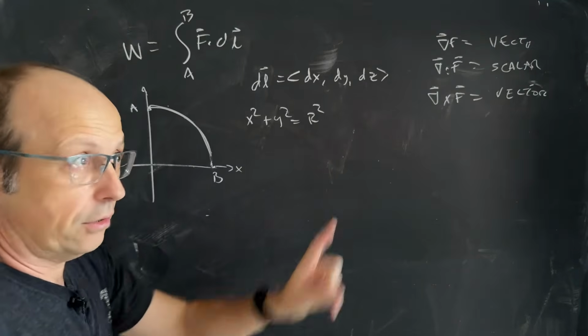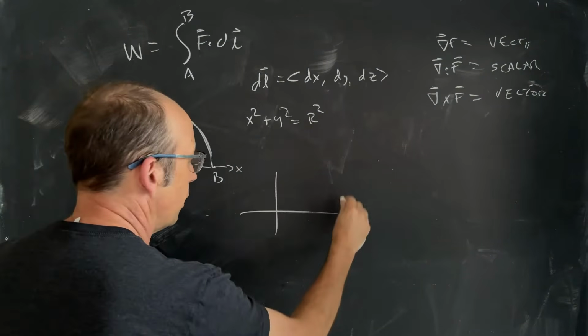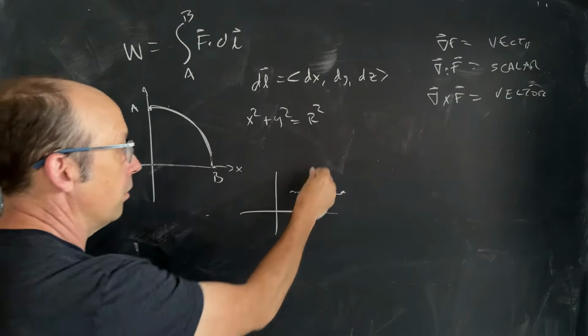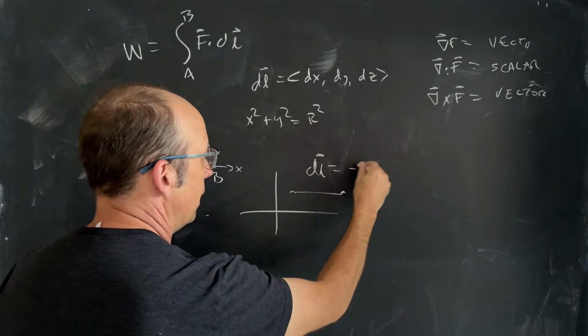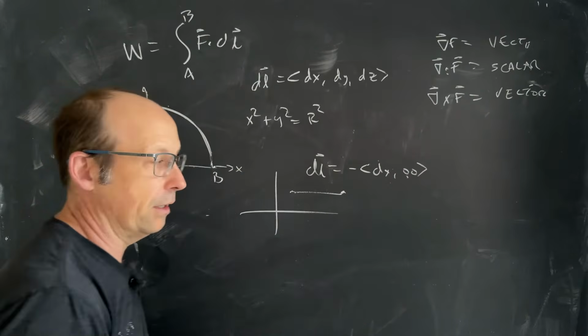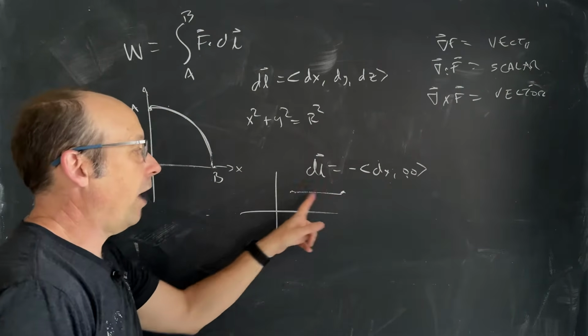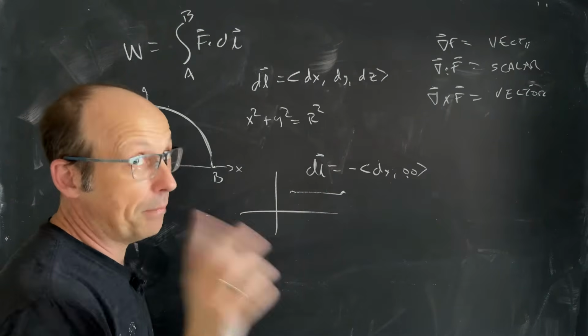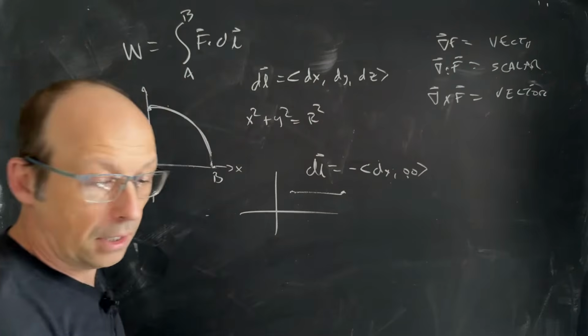Now here's what not to do. Suppose you're integrating from here to here and you're going that way. Don't say, oh, dl is negative dx, 0, 0. Don't do that. That's what I did. The direction comes from the limits of integration, not the dl vector. Okay, I made that mistake. That's what I'm telling you.